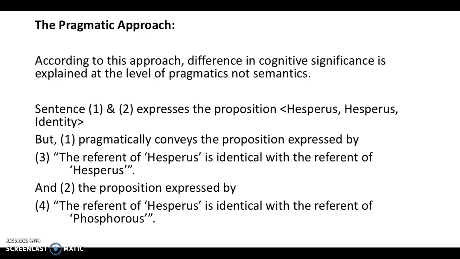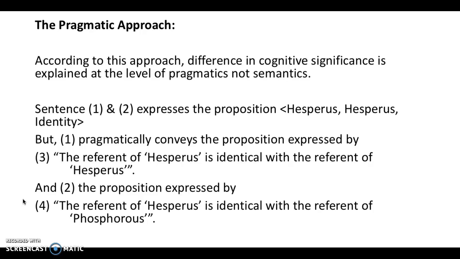Similarly, the pragmatic approach maintains that cognitive differences in how we take in certain information are going to be explained at the level of pragmatics and not at the level of semantics. So while sentence 1 and sentence 2 semantically express the same proposition, namely the Russellian proposition Hesperus identity, they pragmatically convey different information. Sentence 1 can pragmatically express the proposition that would be expressed with sentence 3, that the referent of the name Hesperus is identical with the referent of the name Hesperus, whereas sentence 2 pragmatically expresses the proposition that would be expressed with sentence 4, namely, the referent of Hesperus is identical with the referent of Phosphorus, right?